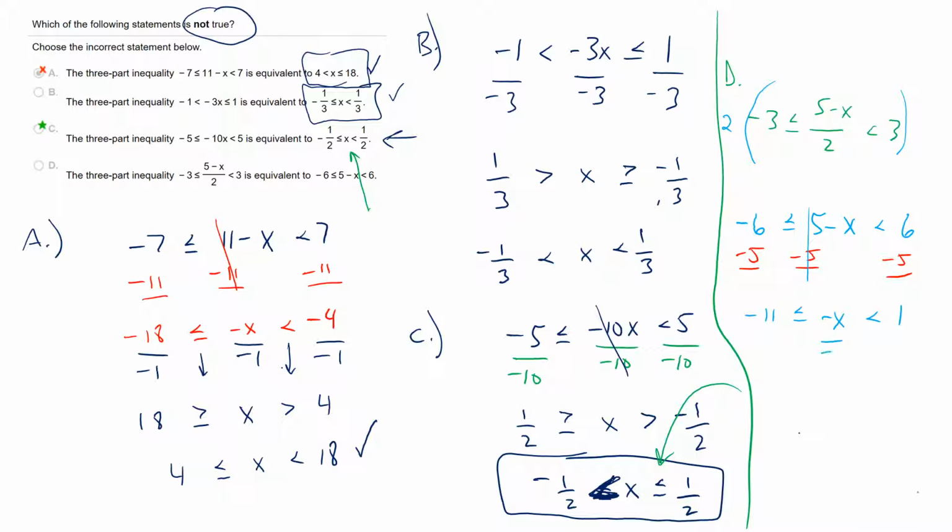And then we would divide by -1, giving us 11. Change the direction of the sign once again since we're dividing by a negative, and flip it around.